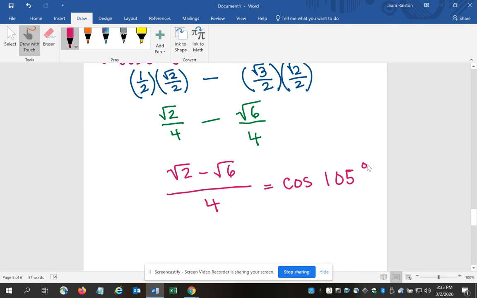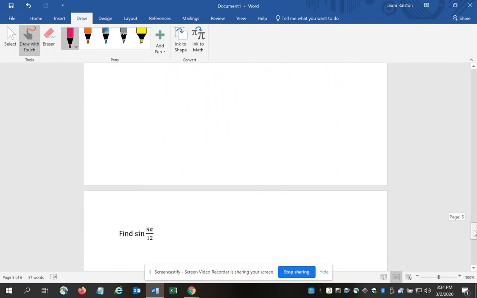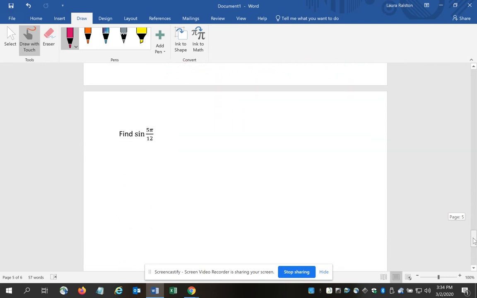Again, the benefit of that is it gives you the exact value. And probably in some ways the most challenging part is figuring out which two angles you could use for 105 degrees. Okay. Again, I used the one that kind of jumped out at me first and went from there. Okay, one more.